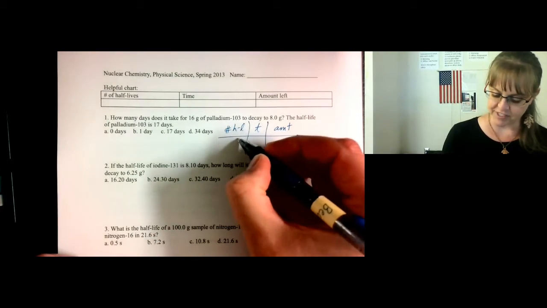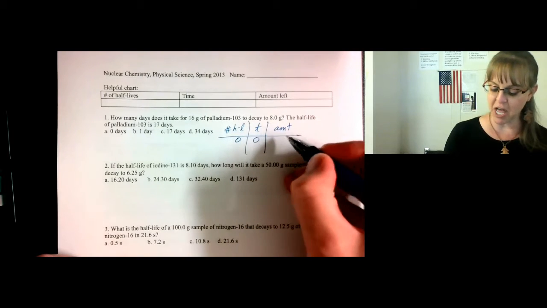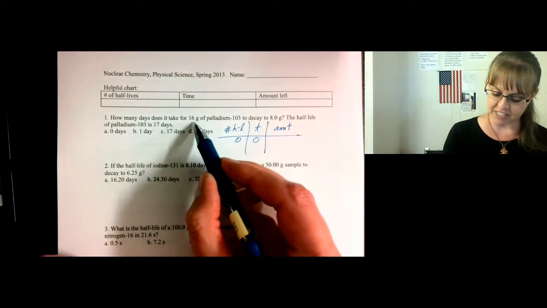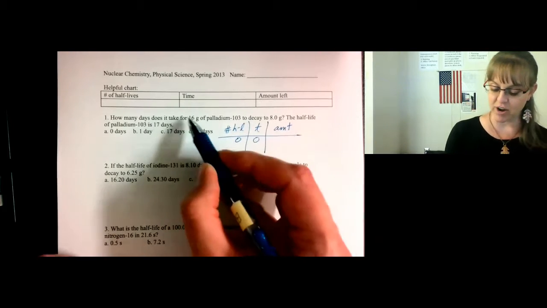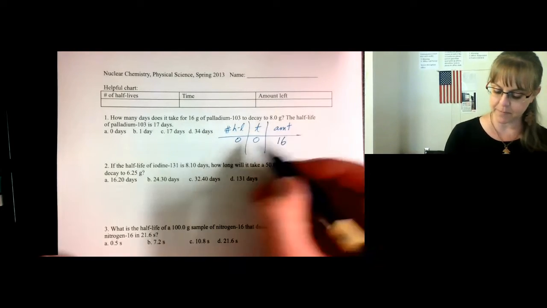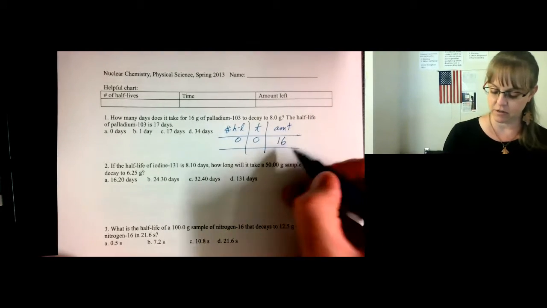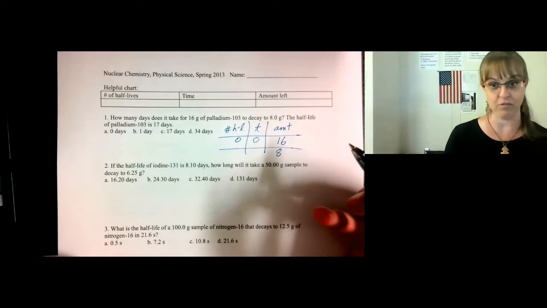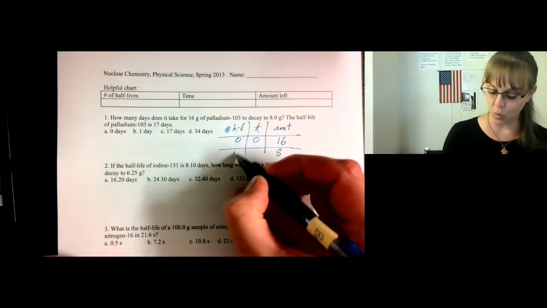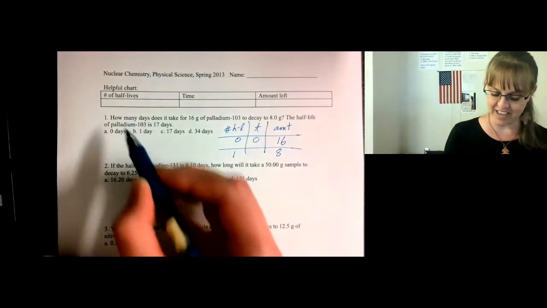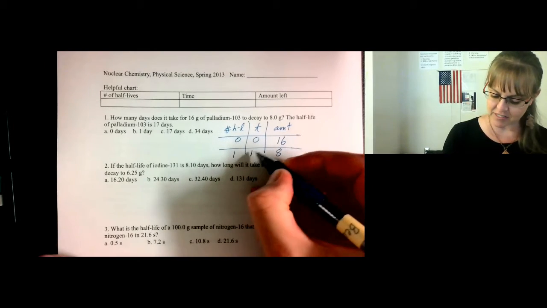Remember, start with 0 half-lives, 0 time, and all of your substance. So we have 16 grams decaying down to 8 grams. We start with 16 grams. Next, we have to half it until we get down to 8. Well, gee, we're already there. That took 1 half-life. The half-life, 1 half-life, is 17 days.